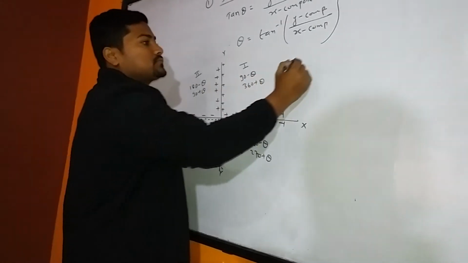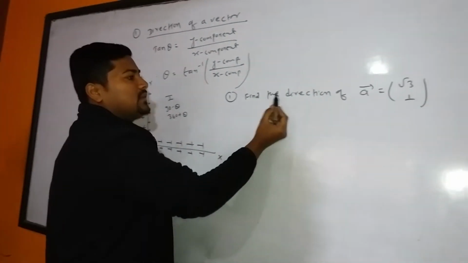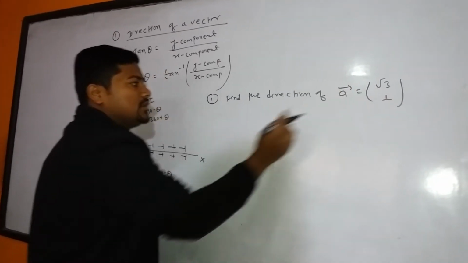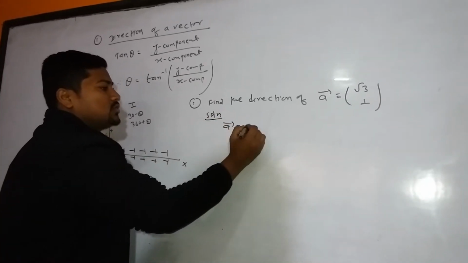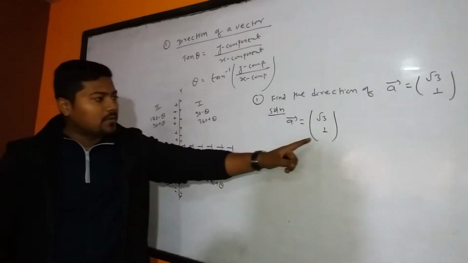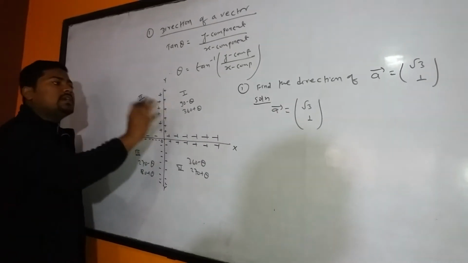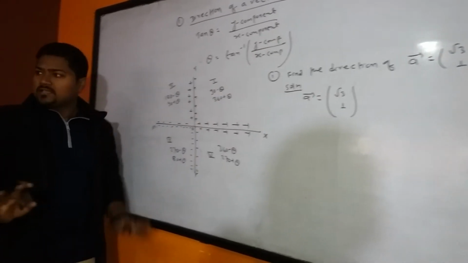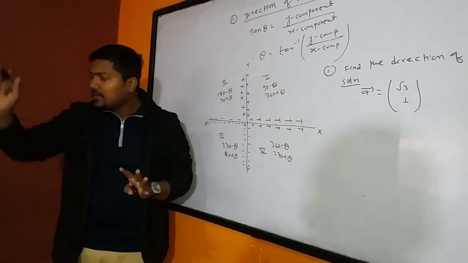Now the question is this. We have to find the direction of the vector root 3, 1. First of all, the solution. Here the vector a is given as root 3, 1. Here the x component is root 3 and the y component is 1. So both are positive. Then it lies in which quadrant? First quadrant. First quadrant means 90 minus theta. It means your direction or angle comes below 90 degrees.